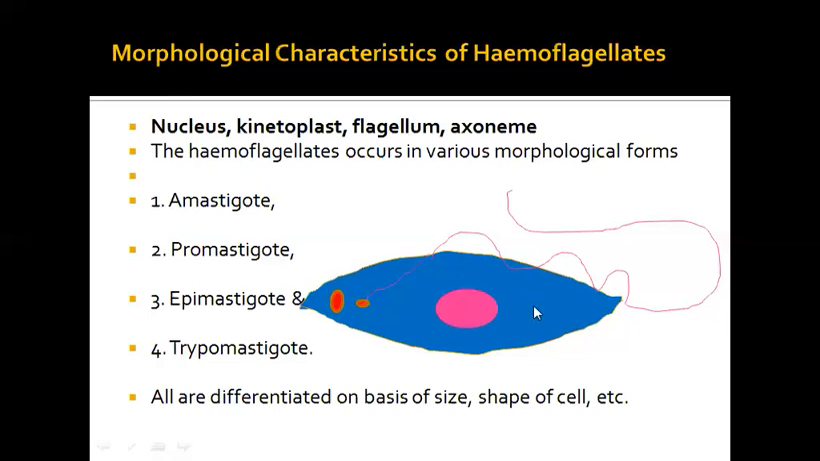When stained with Romanowsky stains, the nucleus and the flagellum acquire a pink color. The cytoplasm of Trypanosoma acquires a blue color, and the kinetoplast is stained deep red in color. The hemoflagellates occur in various morphological forms. So Trypanosoma occurs as amastigote, promastigote, epimastigote, and trypomastigote forms. All these forms are differentiated on the basis of size and shape of the cell.